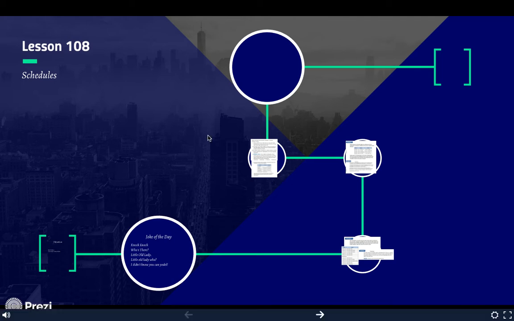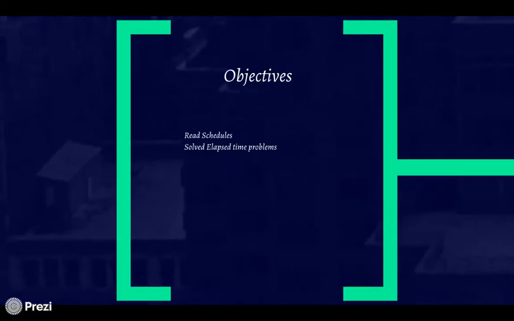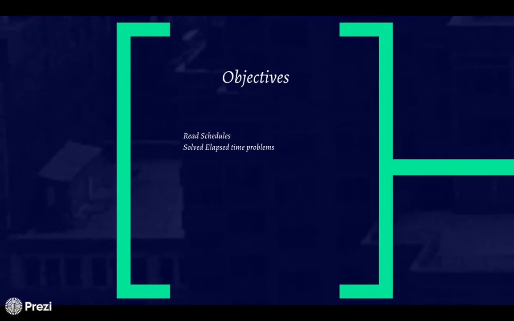We're on lesson 108, schedules, which happens to be your vocab for today. Just write down this in your vocab spot, schedules. Your objective for today is to read schedules and solve the elapsed time problems. What schedules are is they're a list of times and events that show when an event is planned to happen. And so that's what we're going to be doing today, is reading schedules.